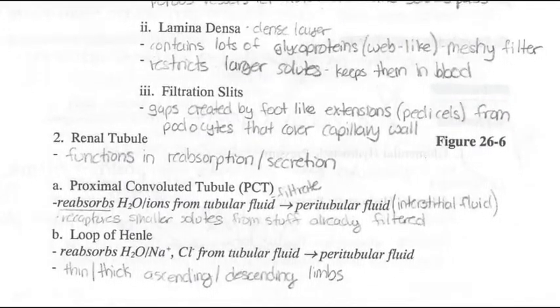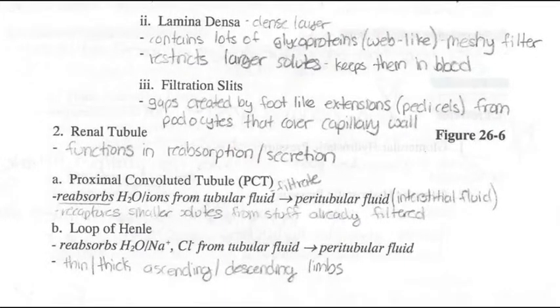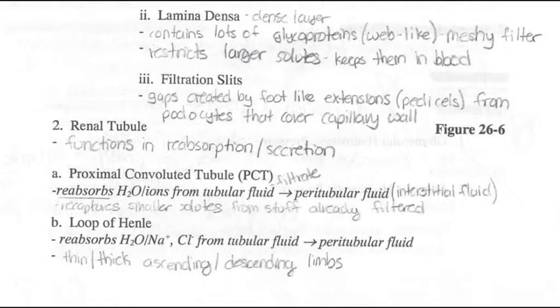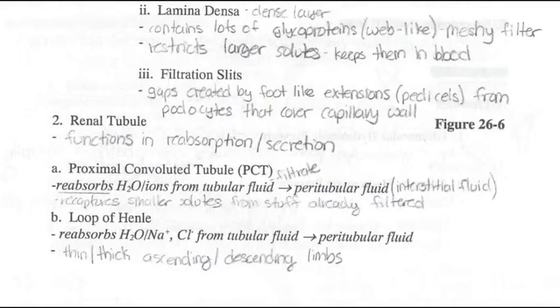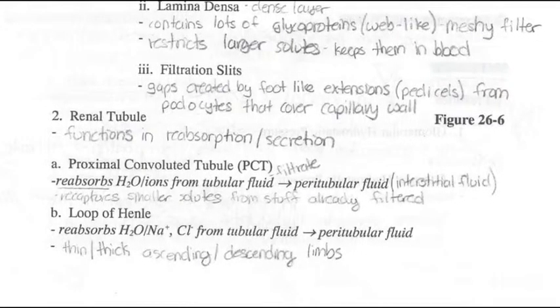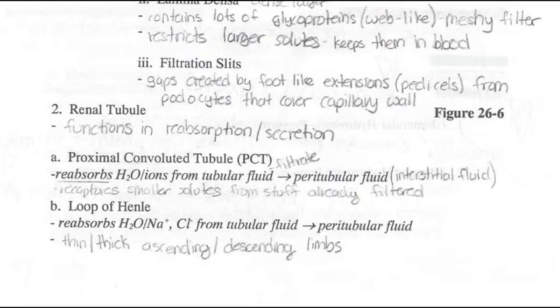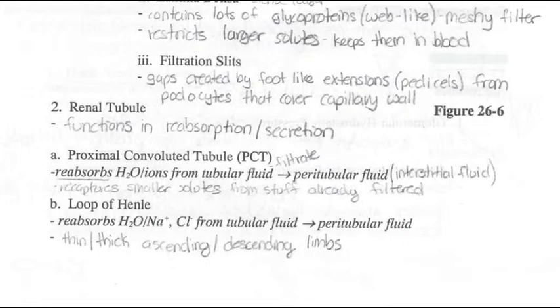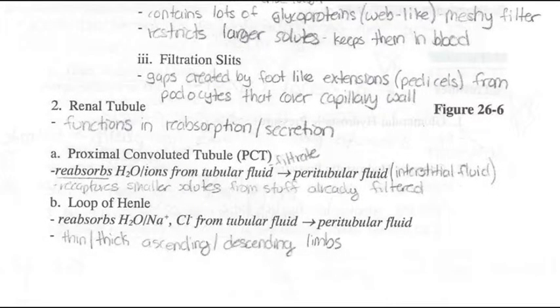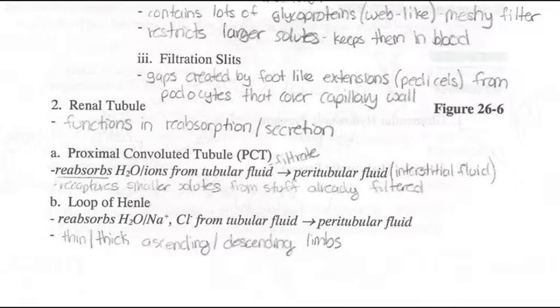B. The loop of Henle, also known as the renal loop. This reabsorbs water, sodium, and chloride from the tubular fluid and sends it to the peritubular fluid, which is interstitial fluid. The loop of Henle has thick and thin, ascending and descending limbs.